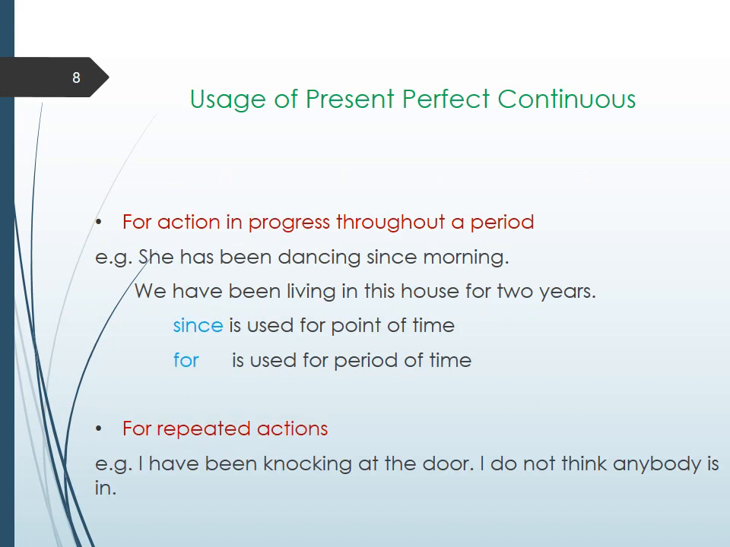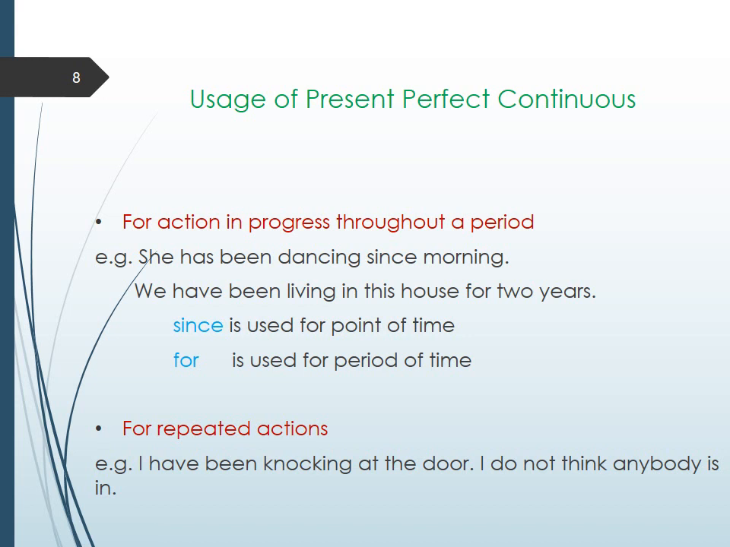Usage of present perfect continuous tense. This tense is used for an action in progress throughout a period. For example, she has been dancing since morning. Now the action started in the past and it is still going on. We have been living in this house for 2 years.